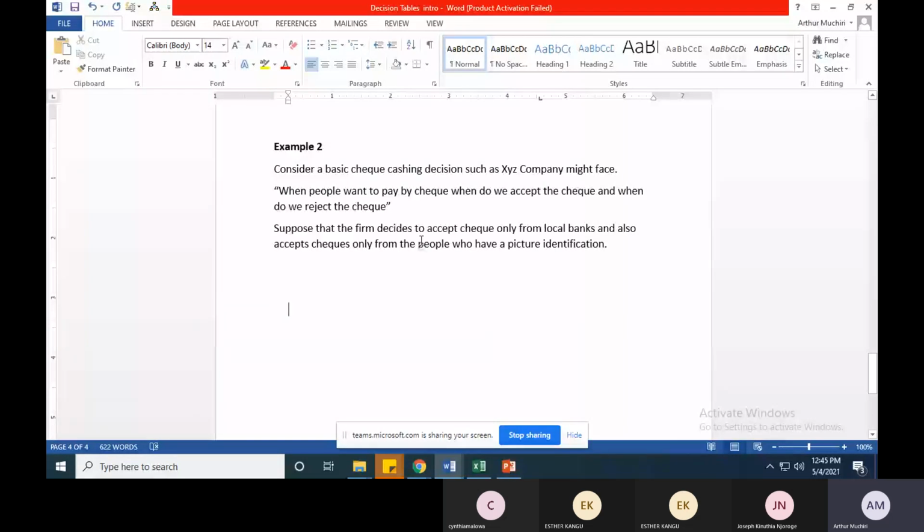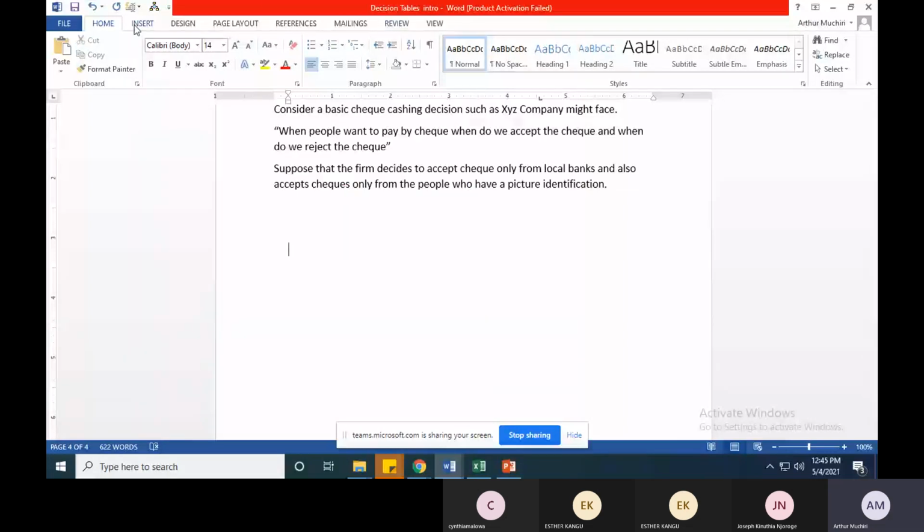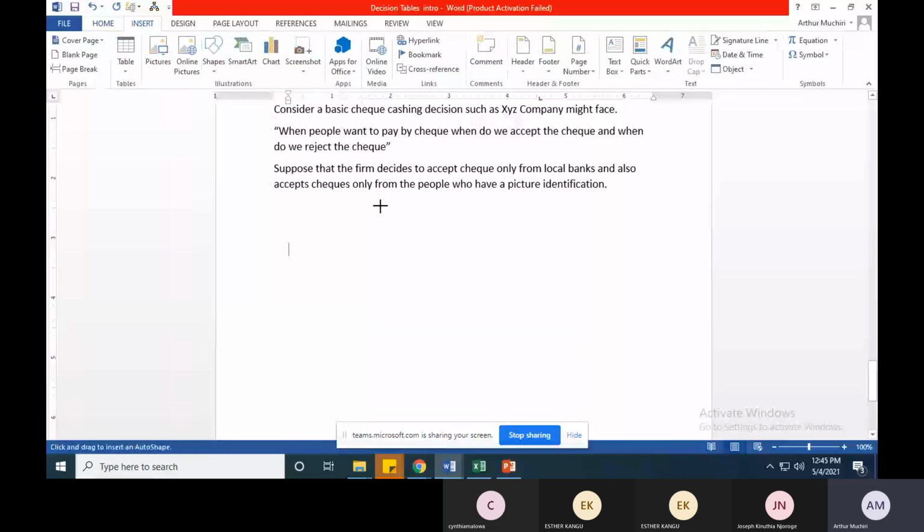The action they want to know is under what situation do we accept the check, and under what situation will you reject a check? So this is now what helps them to determine the truth. Suppose the firm decides to accept check only from local banks and also only from people who have a picture identification. So there are two conditions. If you are to draw this flow chart, how would it look? Let's first draw this program using a flow chart so that most of you understand the concept of flow charts.